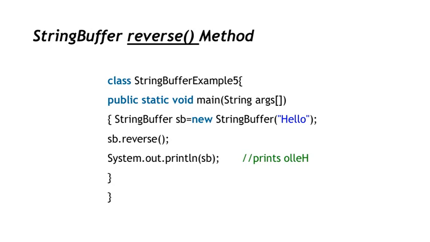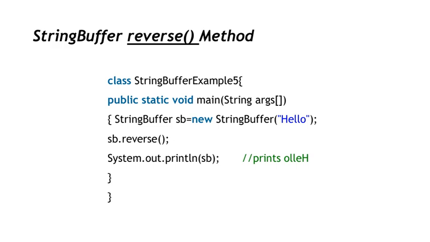All right, let's talk about the reverse method of the StringBuffer class. In this example, we create a StringBuffer object named sb initialized with the word hello. When we call sb.reverse, it reverses the sequence of characters in the buffer. So instead of hello, it becomes olleh. Finally, when we print sb, it outputs the reversed string.